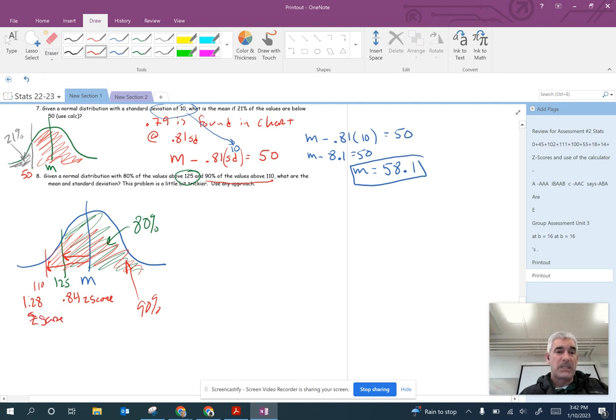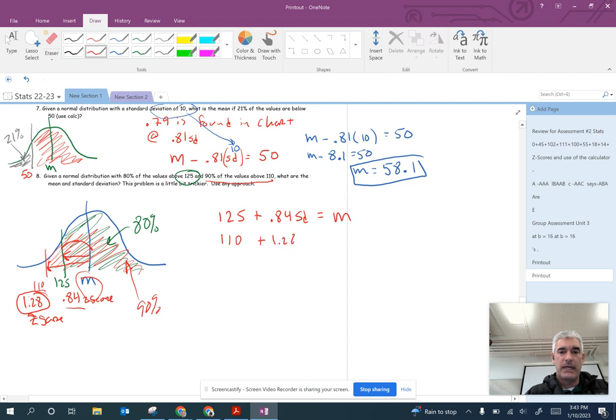So then, all right, so this is enough information. I can say that 125 plus, so I'm just going to turn this into addition problems, plus 0.84 standard deviations will equal the average. All right, so starting here, if I go 0.84 standard deviations up, then I'll reach the mean. Or if I started here at 110 and I went 1.28 standard deviations up, so I could say 110 plus 1.28 standard deviations will end up equaling the average as well.